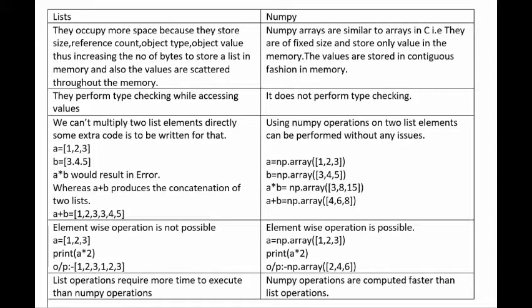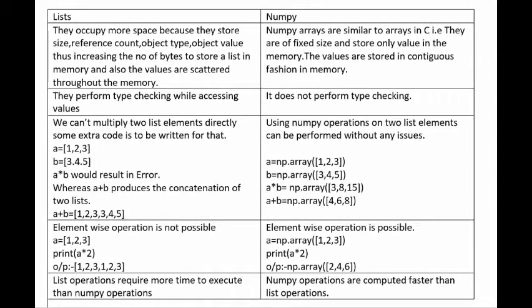We can't multiply two list elements directly. Some separate code is to be written for that. But whereas in NumPy, operations on two list elements can be performed without any issues. Element-wise operation is not possible in case of lists, whereas in NumPy, element-wise operation is possible. Final point. List operations require more time to execute than NumPy operations, whereas NumPy operations are computed faster than list operations.